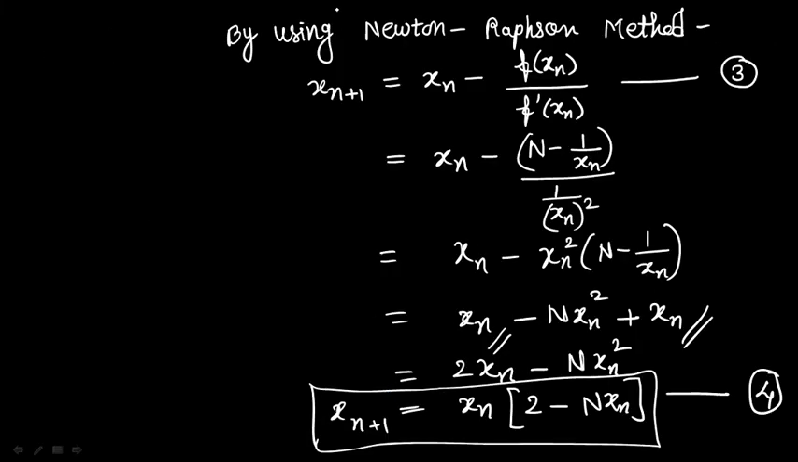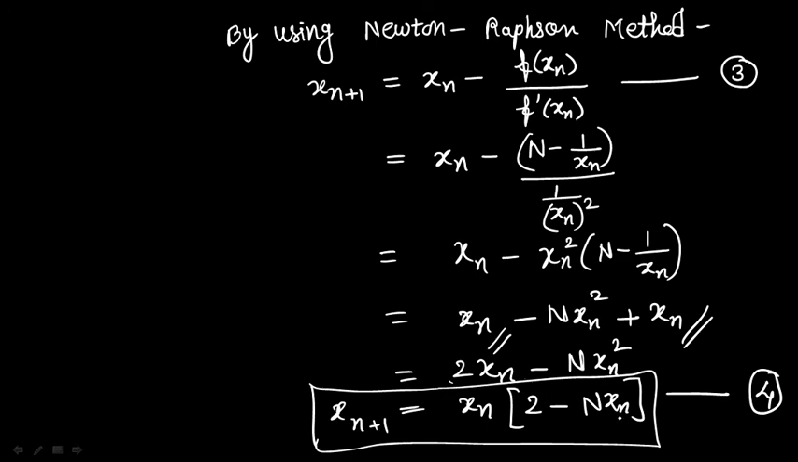Then using the Newton-Raphson formula, xn plus 1 equal to xn minus f of xn upon f dash of xn. Substitute here the values, n minus 1 by xn, and the derivative value. Simplify these, cancel the terms, then add the terms and simplify, and we get twice xn minus n xn whole square term. Taking xn common from both the terms, we get equation number 4. That means xn into 2 minus n xn. This is the value of xn plus 1. This is the first result.